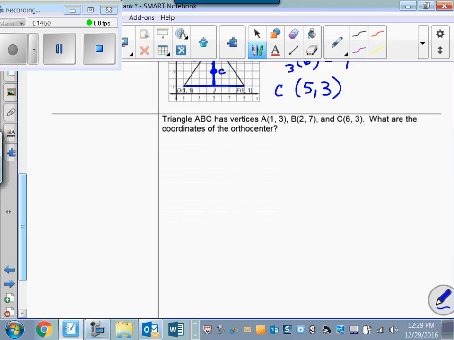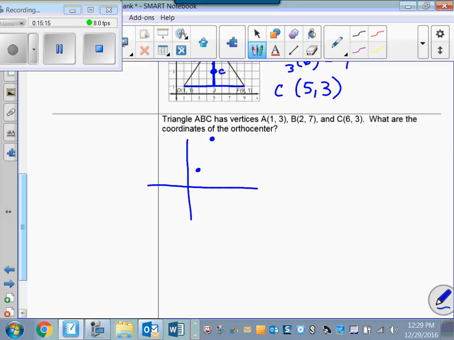All right, here we go. Triangle ABC has vertices. When I get a problem like this, I want to get myself a fairly accurate sketch. I'm not going to draw the grid, but I am going to try to make something fairly accurate. So I've got point 1, 3. So that'd be about right there, point A. And then B is about 2, 7. So we'll put that right there.